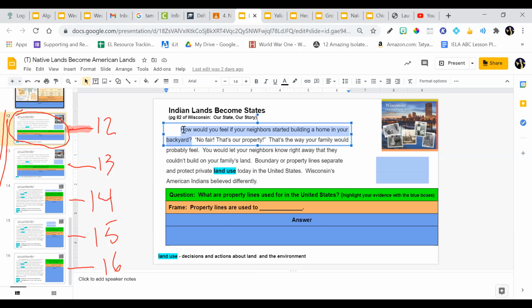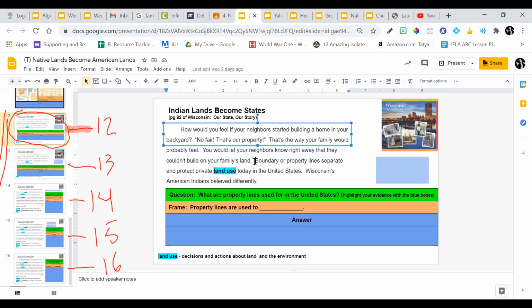I don't know. That's going to be so weird. It's going to be really weird, right? And you're probably going to say, hey, that's not fair. That's our property, right? That's the way your family would probably feel. You'd feel like, hey, you can't do that. This is ours. You would let your neighbors know right away that they can't build on your land. You'd tell them to get out. It's just like if I had a student come in who doesn't belong in class, I'd say, get out, go to your class, right?